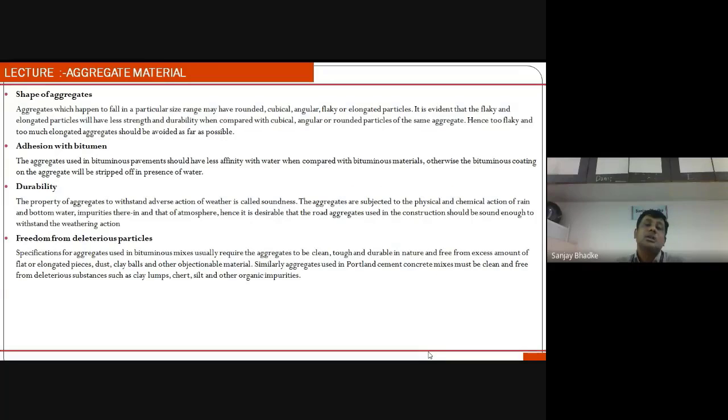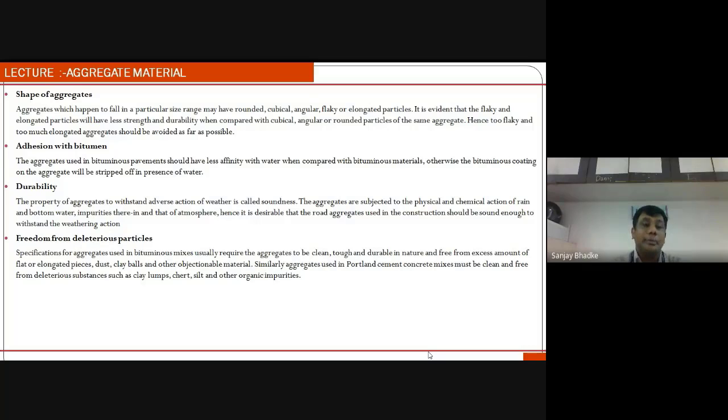Next is the shape of the aggregate. We know that when we are going for any construction, we should know the shape of the aggregate. In many cases, we are using rounded, cubical, or angular shape aggregate. Basically, we should not use flaky type of aggregates, because flaky aggregates have low strength and less durability, due to which we should avoid their use in constructions.